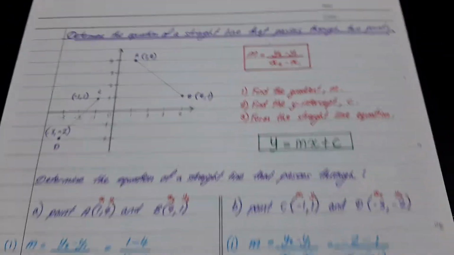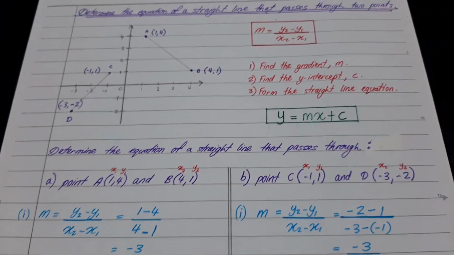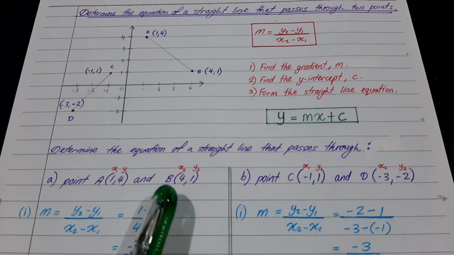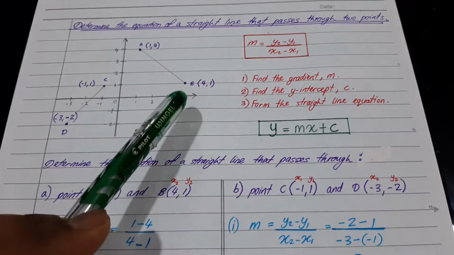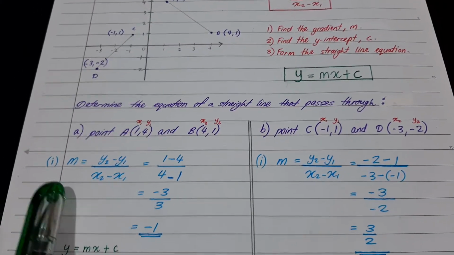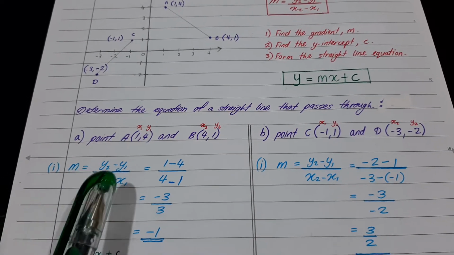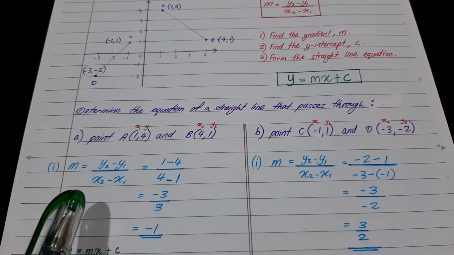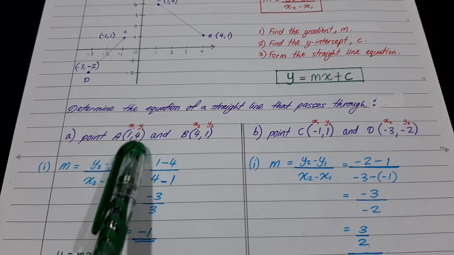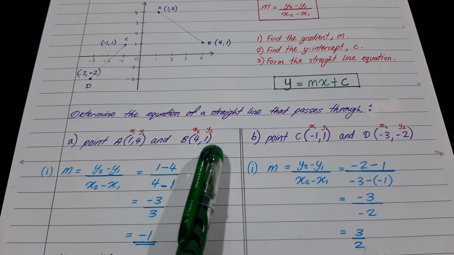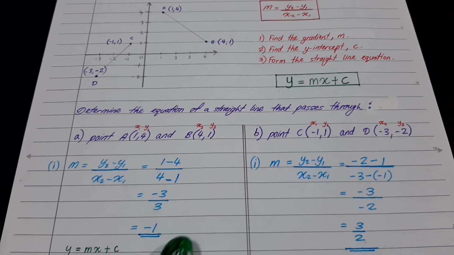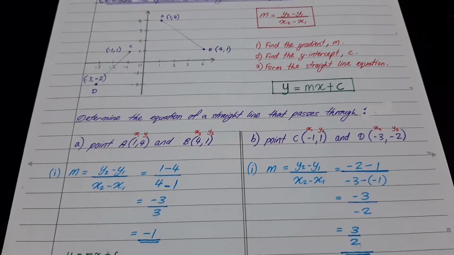Now look at the example given here. Determine the equation of a straight line that passes through points A and B. Points A and B are from the diagram here. First step, you find the gradient. Use the formula y2 minus y1 over x2 minus x1. So you label it x1, y1, x2, y2. So 1 minus 4 over 4 minus 1. You will get your gradient, negative 1.